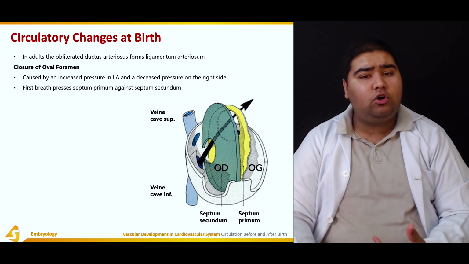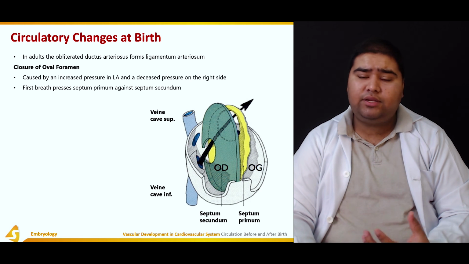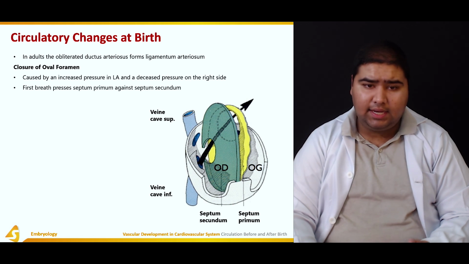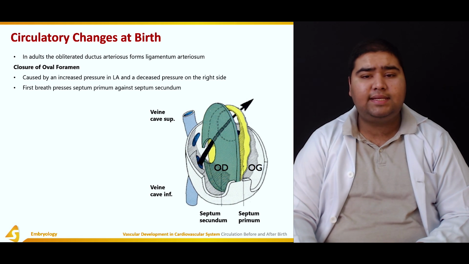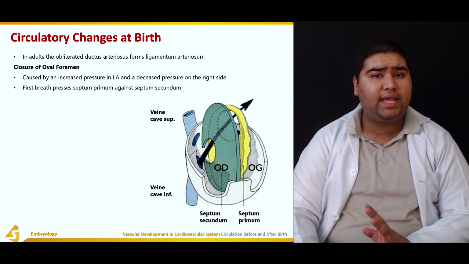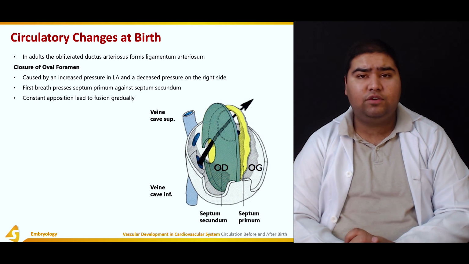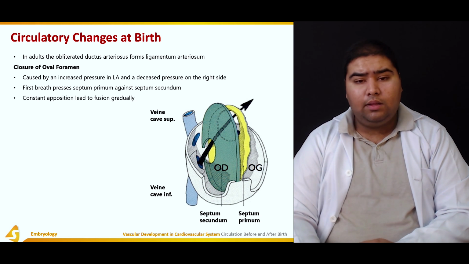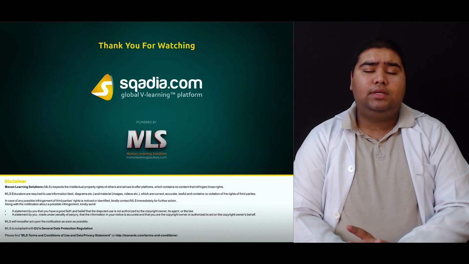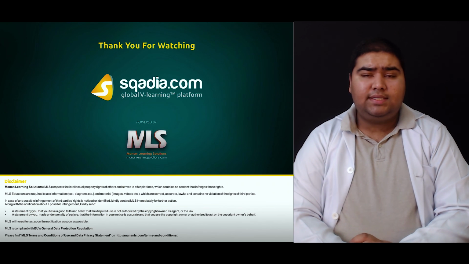So it is caused by increased pressure in the left atrium and decreased pressure on the right side. The first breath presses the septum primum against the septum secundum. I have explained this. Constant apposition leads to fusion gradually. And this is how the circulatory changes take place.